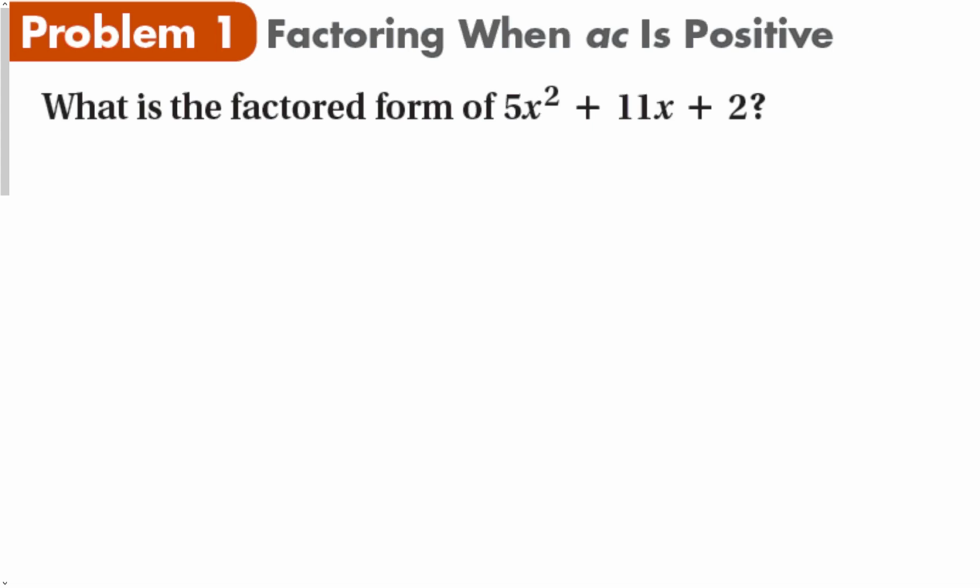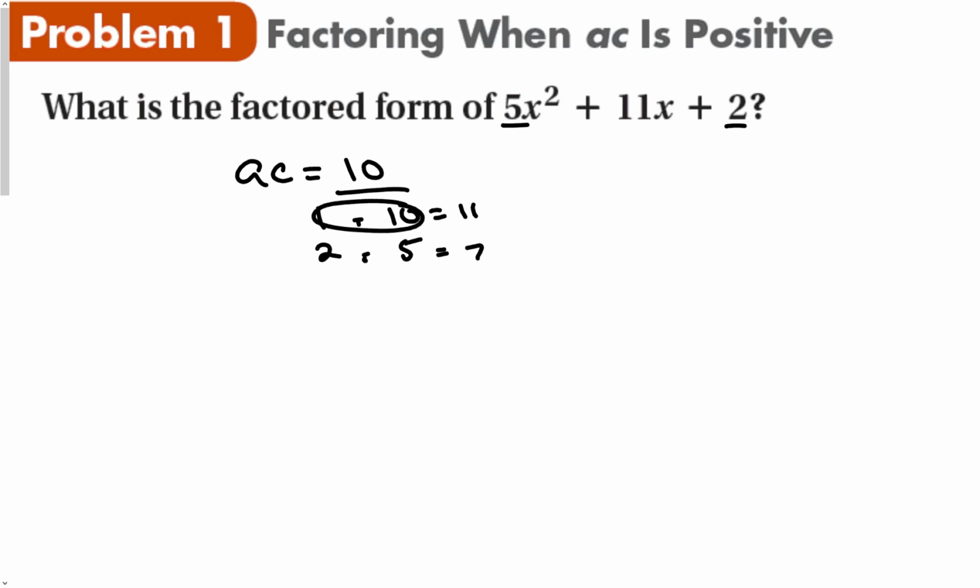What is the factored form of 5x squared plus 11x plus 2? In order to do this method, we first find A times C. That's 5 times 2, which is 10. Now we find the factors of 10 that add to 11. Let's just do them both: 1 and 10, and 2 and 5. When I add these together, I get 11 and 7. So my factors are going to be 1 and 10.